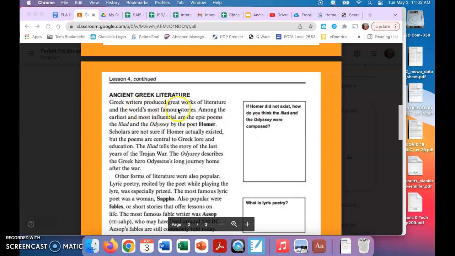Greek writers produced great works of literature and the world's most famous stories. Among the earliest and most influential are the epic poems, the Iliad and the Odyssey, by poet Homer. Scholars are not sure if Homer actually existed, but the poems are central to Greek lore and education. The Iliad tells the story of the last years of the Trojan War. The Odyssey describes the Greek hero Odysseus' long journey home after the war.